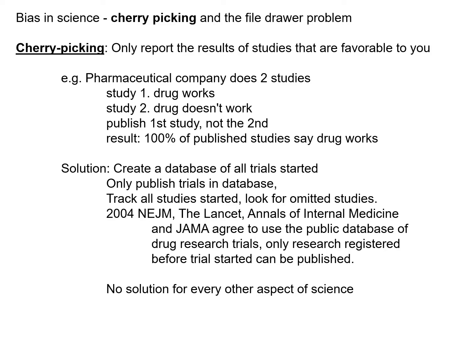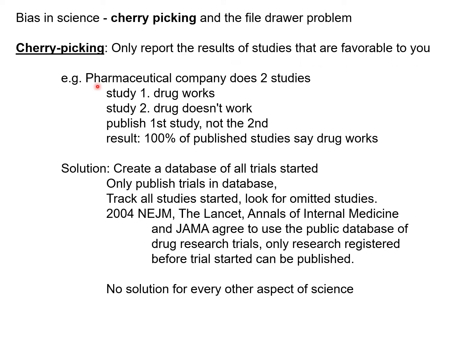Okay, moving on to thinking about various biases in science. Let's look at a couple of related ones, the cherry-picking problem and the file drawer problem. So the cherry-picking problem is this idea that if you do a series of studies, you're only going to report the results of the studies that are favorable to you.